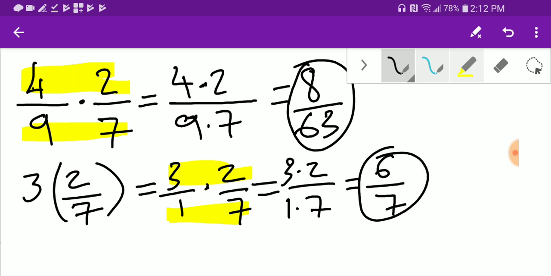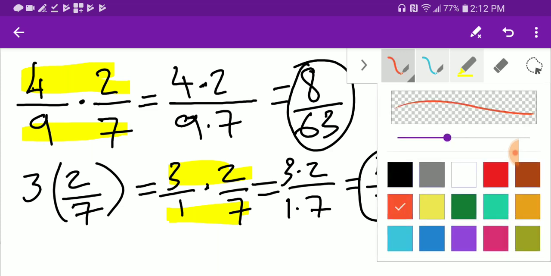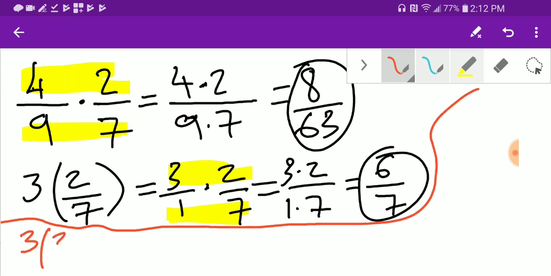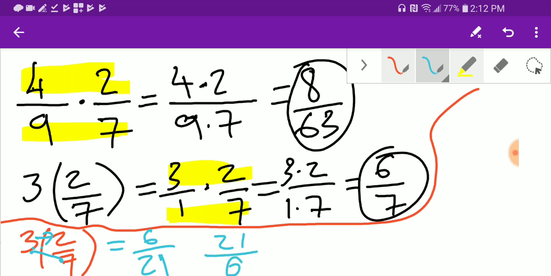Now, what I see people do wrong is the following. I'm going to write it in red. This is the mistake many people make: they go 3 times 2/7, and for some reason students start multiplying the bottom number, so they end up writing something like 3 times 2 is 6, and then they put 3 times 7 is 21 in the bottom, or they write 3 times 7 is 21 and 6 in the bottom. This is wrong.